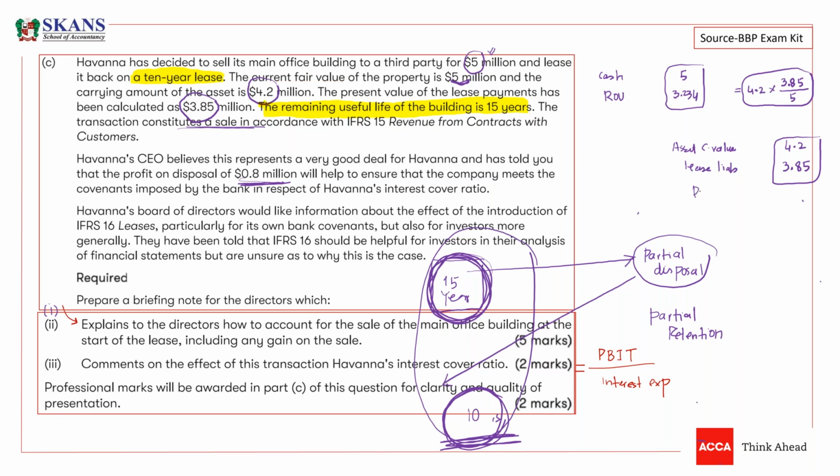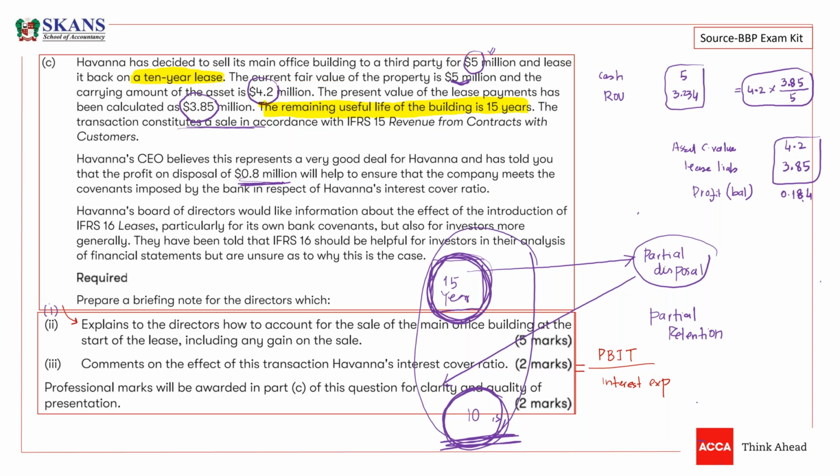So we need to book a profit. What would be the profit, guys? Profit would be the balancing amount. Please give me what is the profit? It is 0.184, guys.